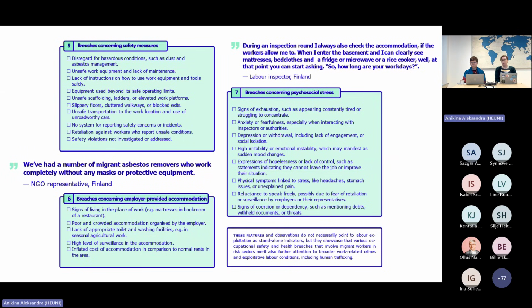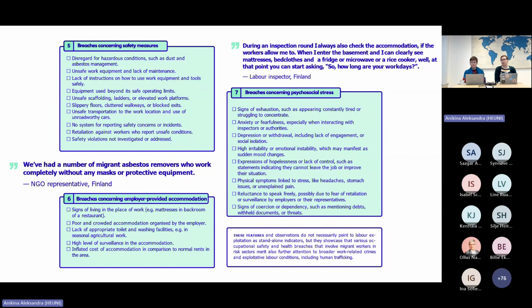Then this final area is breaches concerning psychosocial stress. In the list, there are many indicators that relate to signs of exhaustion or anxiety and fearfulness, expressions of this kind of lack of control, of statements indicating that the workers cannot leave the job or improve their situations. And also, obviously, there could be some signs of coercion or dependency, such as mentioning debts that people have paid for the job, or that their documents are being withheld, or maybe they have been threatened by their employer if they complain that they would be deported from the country or lose the job.